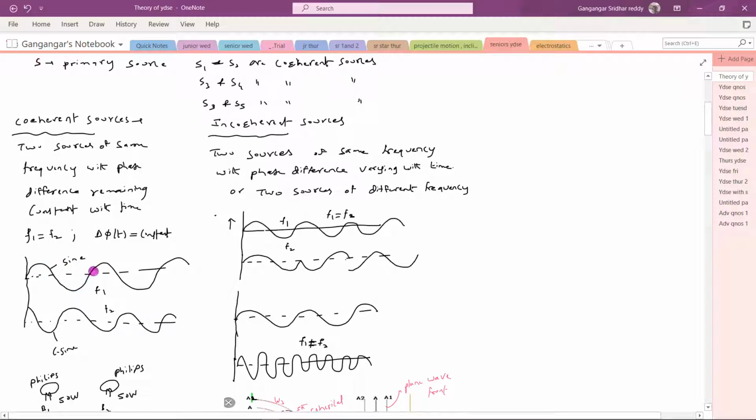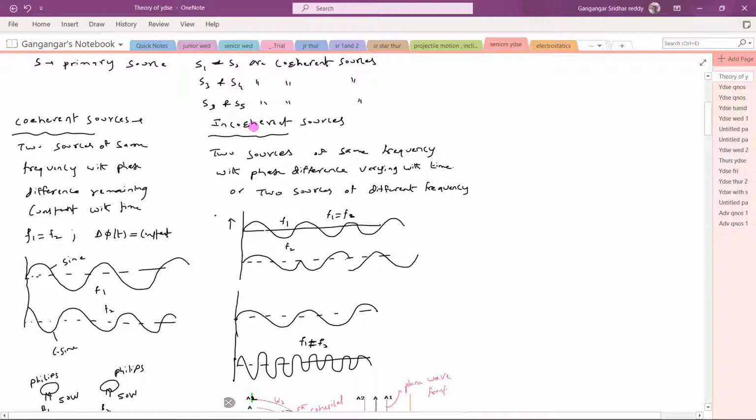Example: I took the sine wave. What is the phase of this? Zero. I took the cosine wave. What is the phase difference between them? It will be 90 degrees, and that phase difference will remain constant at any time. So they are said to be coherent. The phase difference can be zero; altogether, the phase difference should remain constant with time. Then they are said to be coherent.